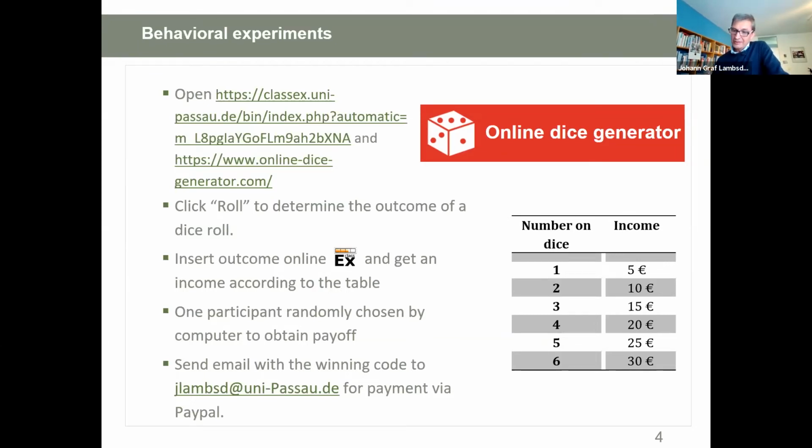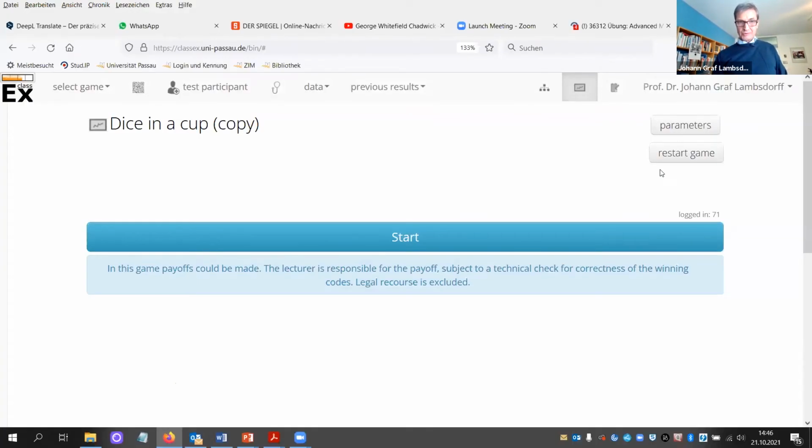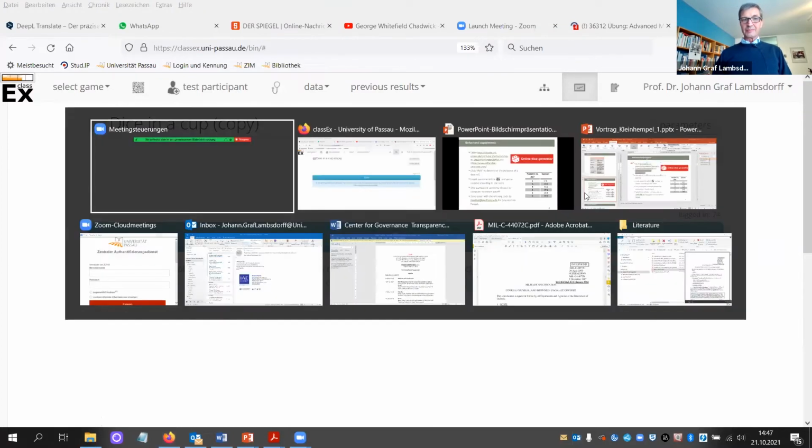Then please go back to the other website. This is the Class X website, which I'm showing to you right here. So once I start here, then you will have the opportunity to insert what you saw in the dice, on the dice website. So I hope, oh yeah, the game has not yet started. I'm still explaining the game. Once I'm done with the explanation, I will start the game.